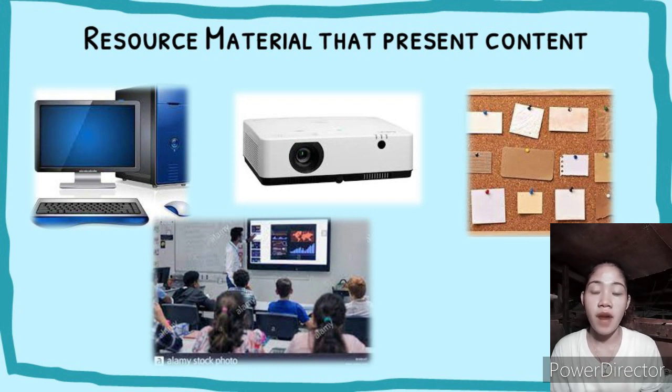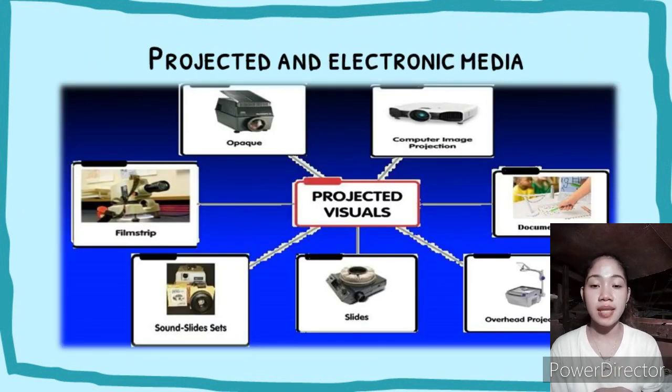So they include professionals and non-professionals. Meanwhile, the non-human resources include the physical facilities and instructional materials, which serve as tools and devices through which stimuli can be passed or obtained. And the third one is the projected and electronic media that is subdivided into software and hardware.